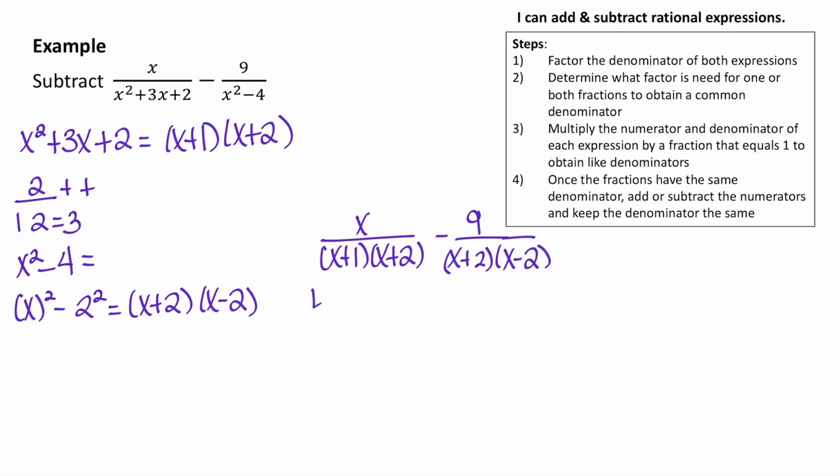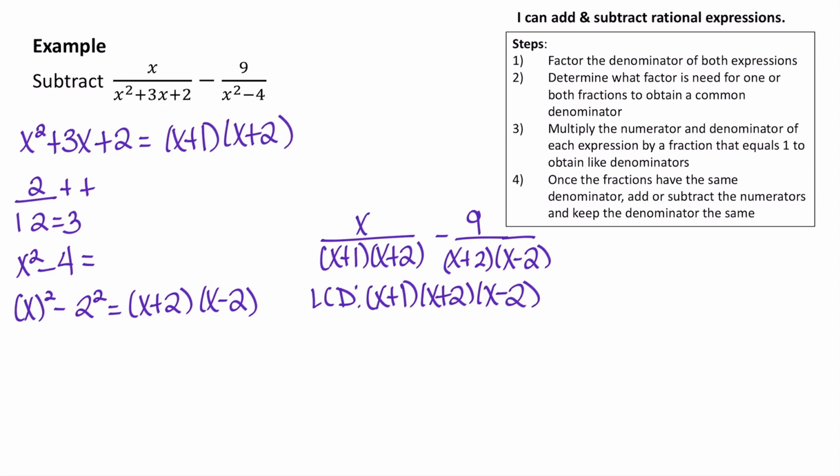So the least common denominator is going to contain all of these factors, but no repeating common factors. So we have x plus 1 and then x plus 2 from this first fraction. x plus 2 I don't need to write again, and then I have an x minus 2. So that's the least common denominator.